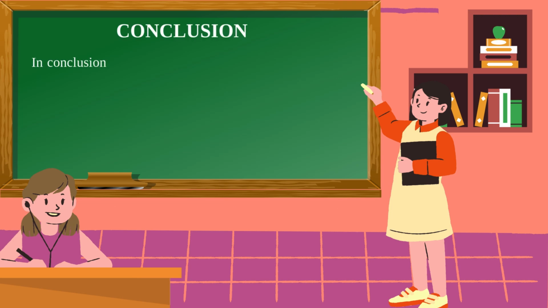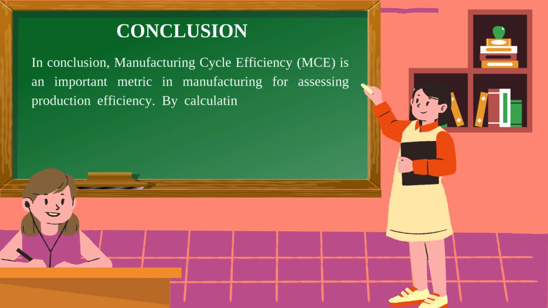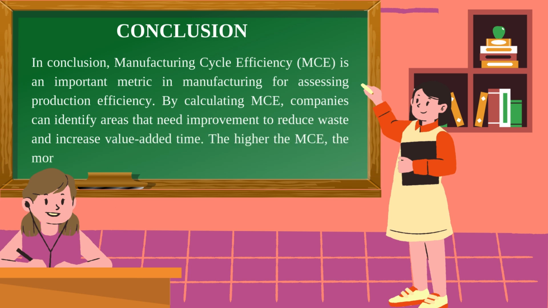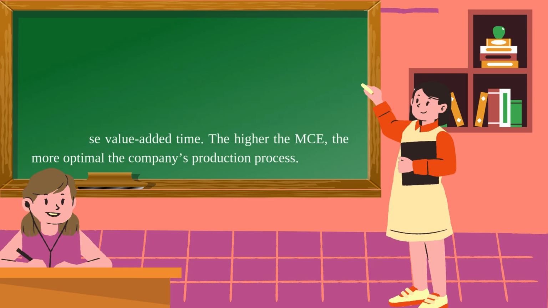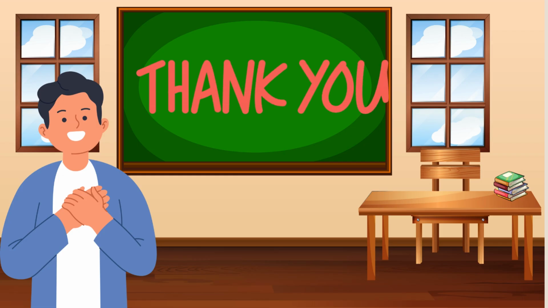In conclusion, manufacturing cycle efficiency, MCE, is an important metric in manufacturing for assessing production efficiency. By calculating MCE, companies can identify areas that need improvement to reduce waste and increase value-added time. The higher the MCE, the more optimal the company's production process. This concludes our presentation on the MCE calculation process.